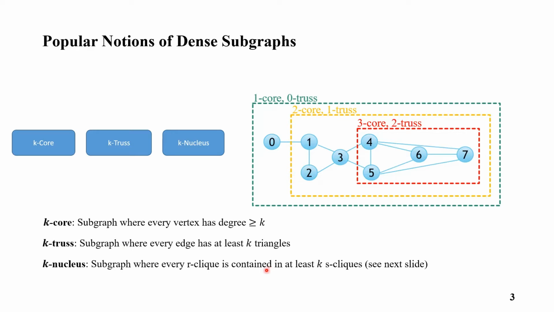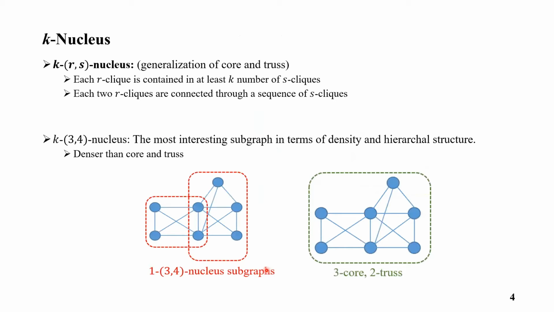And also we have the notion of K-(r,s) nucleus, which is a generalization of core and truss notions, and in which each r-clique is contained in at least k number of s-cliques, and each two r-cliques are connected through a sequence of s-cliques.